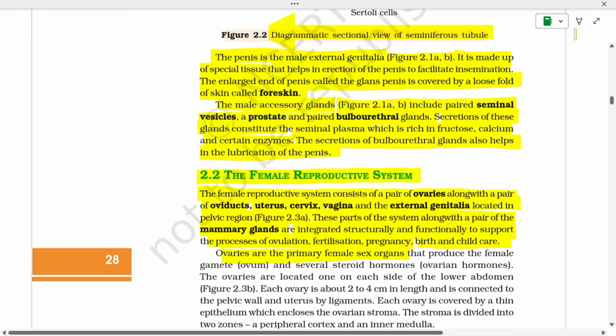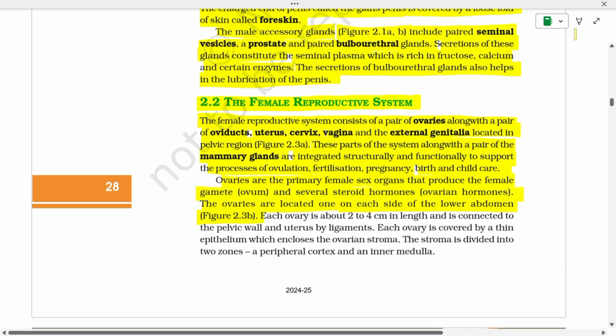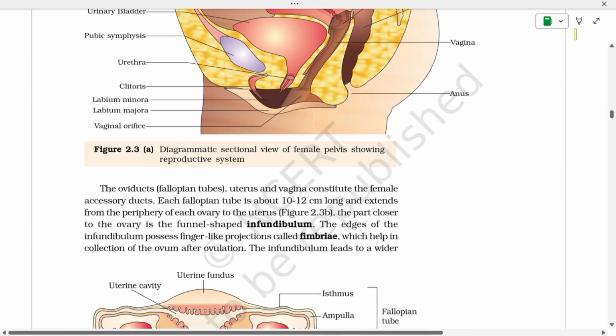Ovaries are the primary female sex organs that produce the female gamete, ovum, and several steroid hormones, ovarian hormones. The ovaries are located one on each side of the lower abdomen, figure 2.3b. Each ovary is about 2 to 4 centimeters in length and is connected to the pelvic wall and uterus by ligaments. Each ovary is covered by a thin epithelium which encloses the ovarian stroma. The stroma is divided into two zones, a peripheral cortex and an inner medulla.